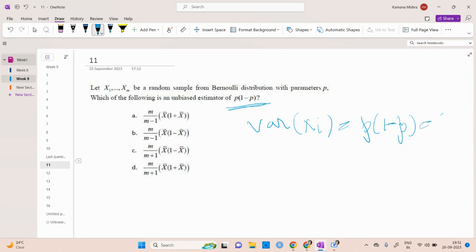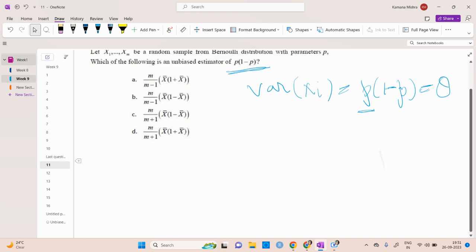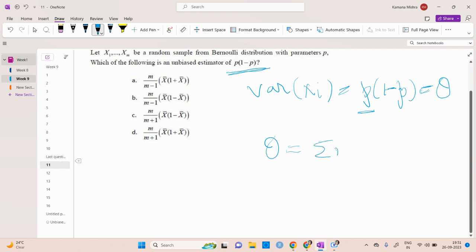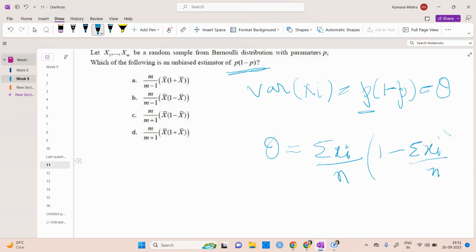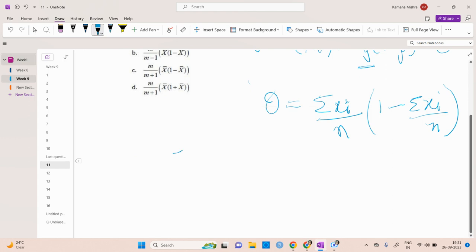Now we can consider it as one parameter, because here also just p is given. If you just do MLE or any kind of function, theta would come as summation xi upon n, because this is the mean, right? So it will be summation xi minus 1, right? So the expectation of theta is the expectation of this value.